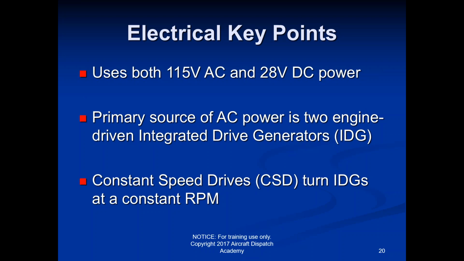The primary source of AC power on the aircraft is two engine-driven integrated drive generators, IDGs. That's what we were just talking about. So remember that, how it says that there. That's something you got to know as well. If I were to ask you, what is the primary source of power on the aircraft? Your response should be the engine-driven generators, or the IDGs.